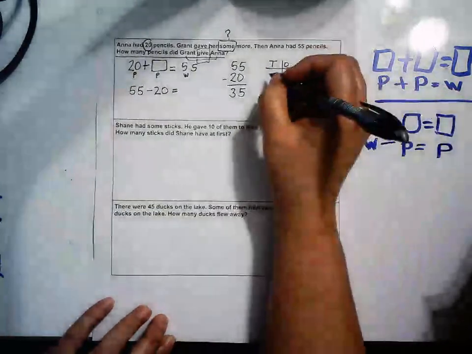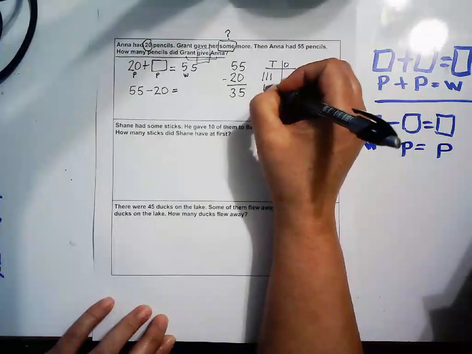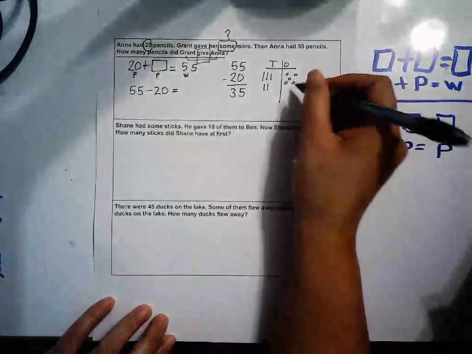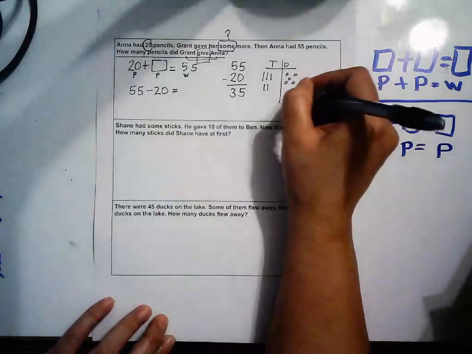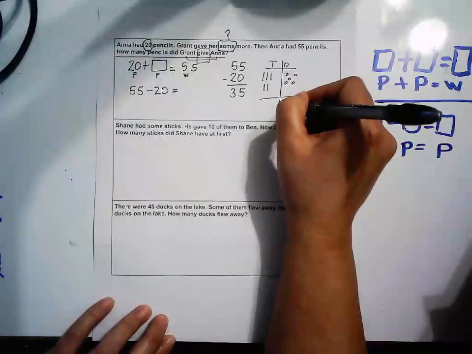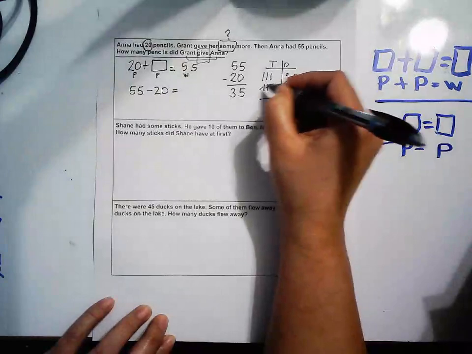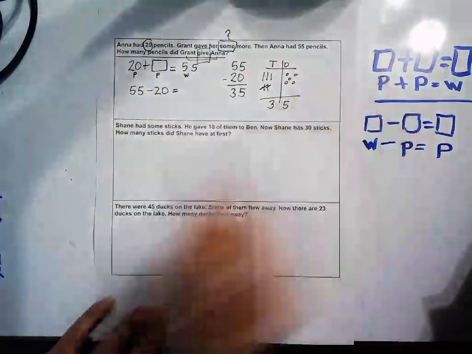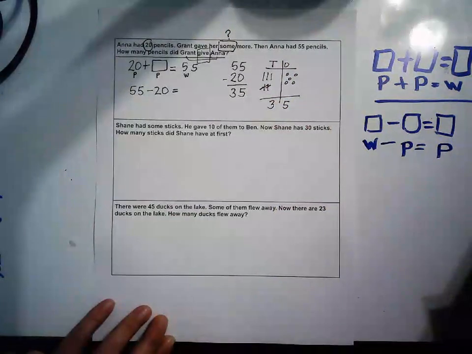I could also draw a picture doing tens and ones. 1, 2, 3, 4, 5. 1, 2, 3, 4, 5. So I'm going to take away 20. I don't need to take away anything here. This stays the same. And then 2 tens from here. That gives me 3. So I've showed you 2 ways of how to solve that one. Let's go to the next one.